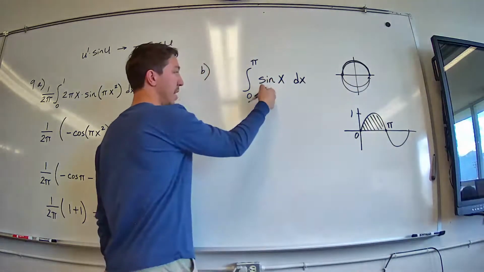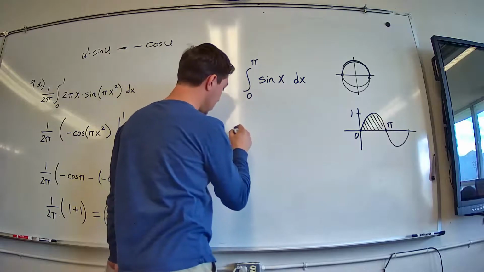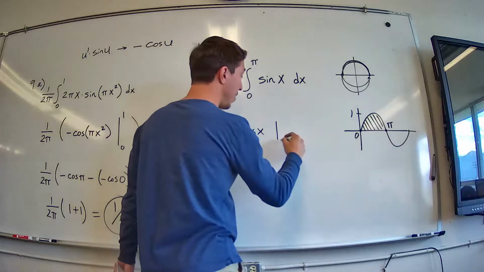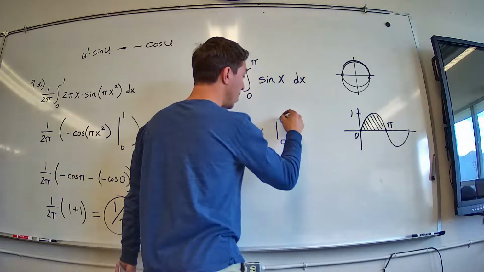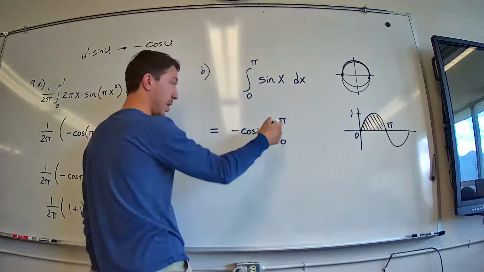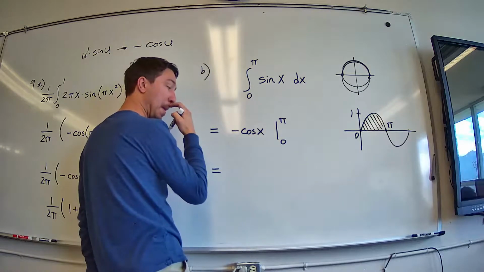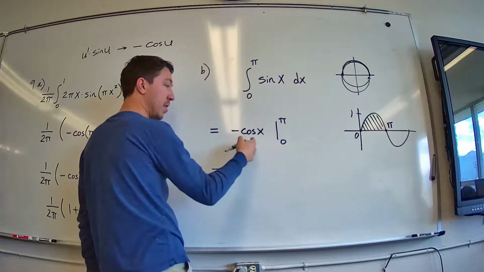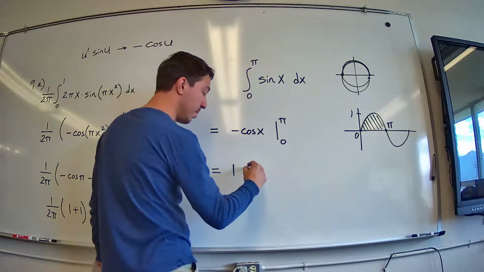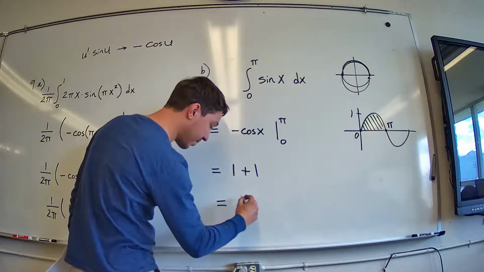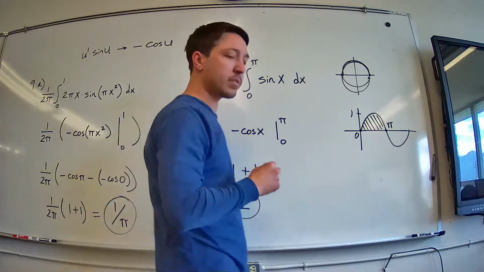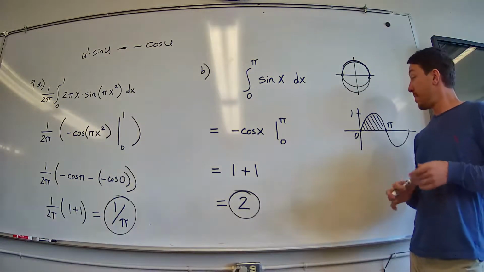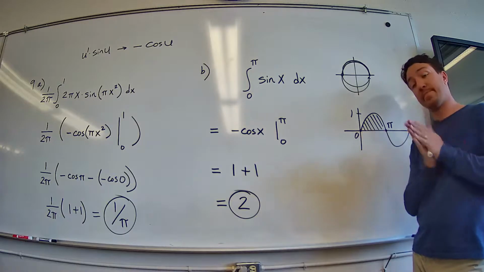Watch this. What's the antiderivative of sine of x? Negative cosine of x. Evaluate from 0 to pi. Plug in pi, so it's negative 1. Plug in 0, you get 1. And look at that, isn't that so cool? The answer is just 2. That's pretty amazing. So there you go.